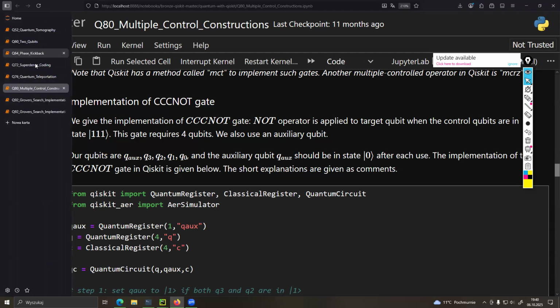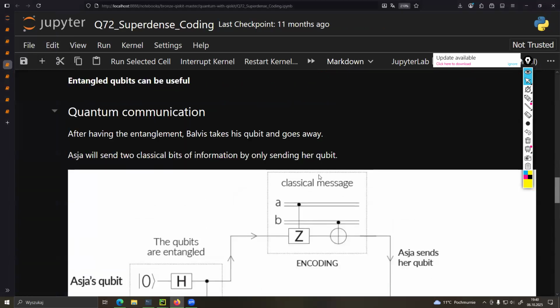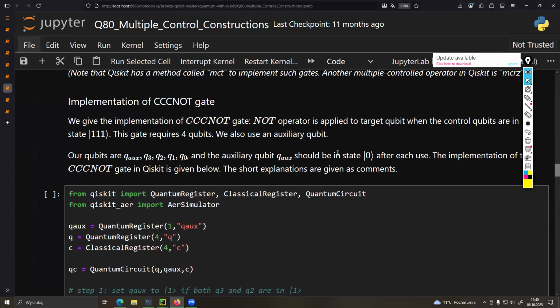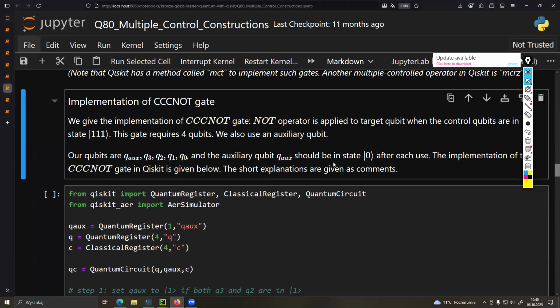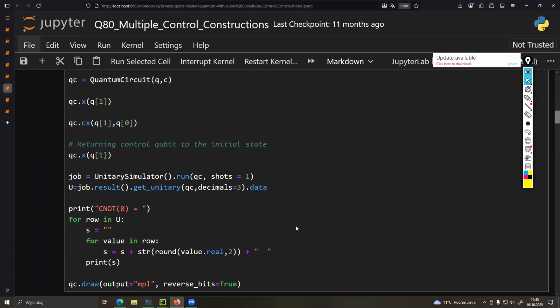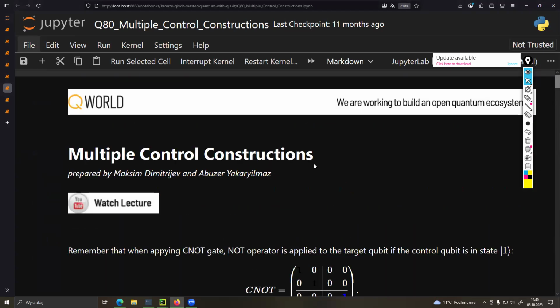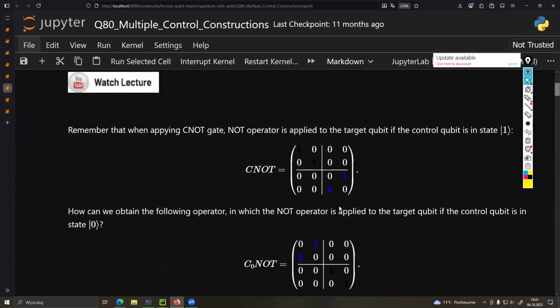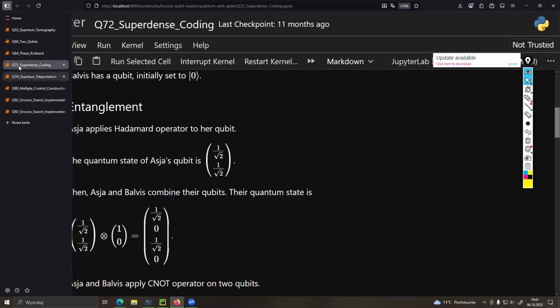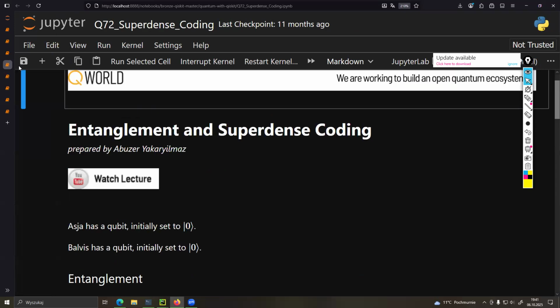Okay, so superdense coding. I have been programming slightly during the break, and I have decided to show you another way to encode a multiple control construction, yet another way. But first, let's go over superdense coding, and then we will have a discussion about multiple control.